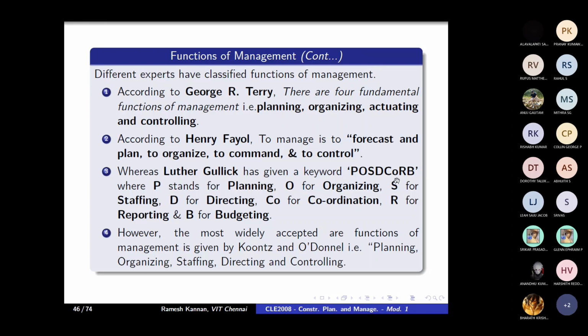Not many people have used this as a standard set of functions of management, but it is considered to have resulted from a lot of good work and research. Fine, so I repeat: P stands for planning, O for organizing, S for staffing, D for directing, CO for coordinating, R for reporting, and B for budgeting.